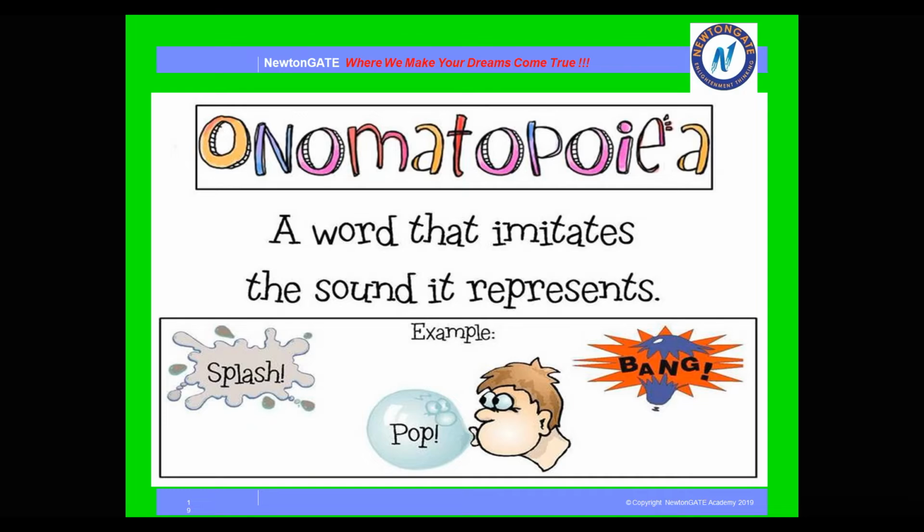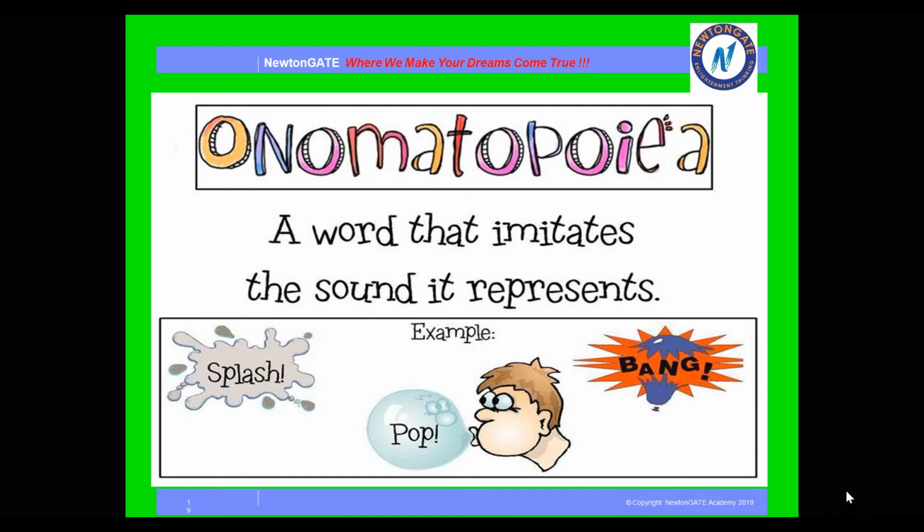For example, splash. Now, whenever we have a splash of water or when the water is spilled over on the floor, we use the word splash. Next is pop. Whenever we are chewing a bubble gum and then we blow it and suddenly the bubble bursts, we can hear a pop sound. Third is the bang. Now, when can we hear the banging sound? If you remember, we can hear the banging sound when we bang the door or close the windows. So basically, splash, pop, bang, these all are examples of onomatopoeia.